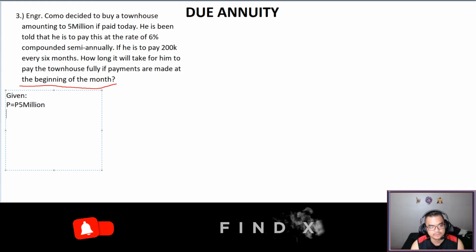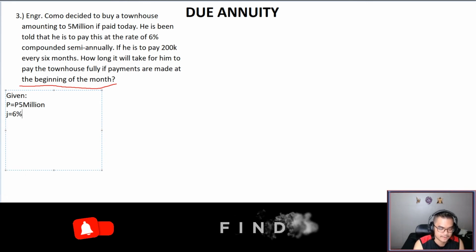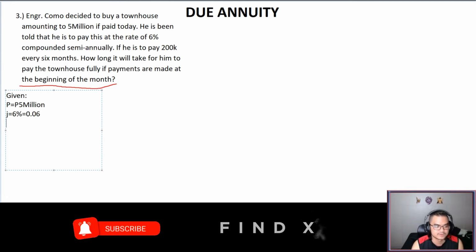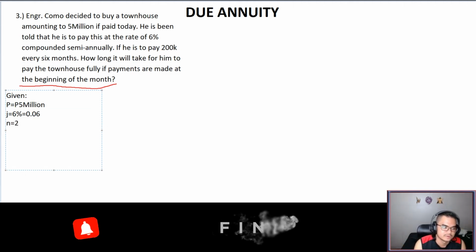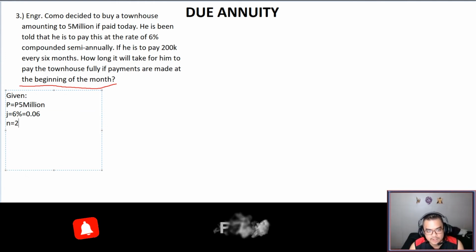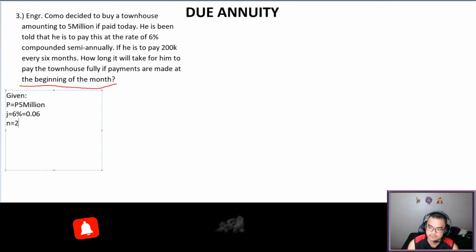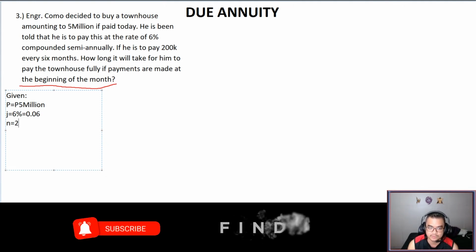Okay, 5 million. And then he's told that he is to pay this at the rate of 6% compounded. So that must be your j, that's 6%, or 0.06. And compounded semi-annually, so n must be equal to 2. So if he is to pay 200,000, 200K every 6 months, don't be confused with this one. If he is to pay every 6 months, how many times does he pay every year? We have 12 months, right? So he is only paying 2 times a year. So that's also semi-annually.